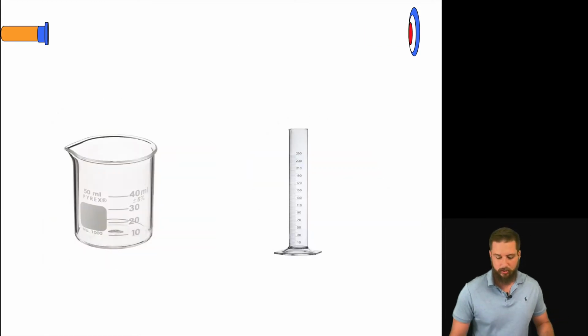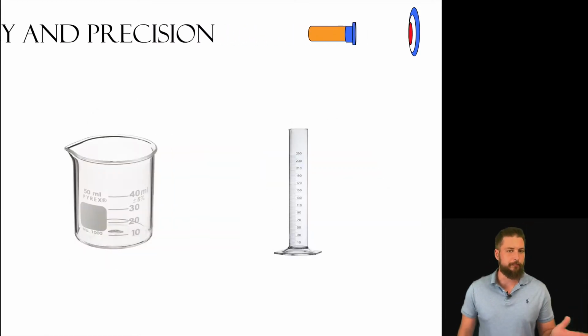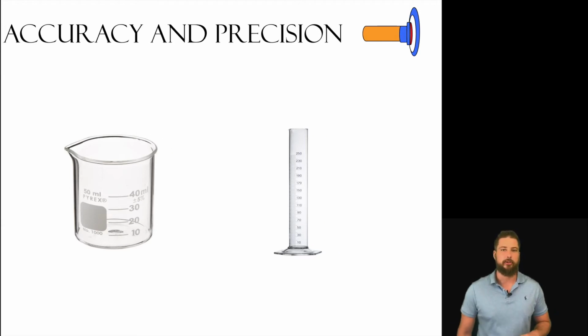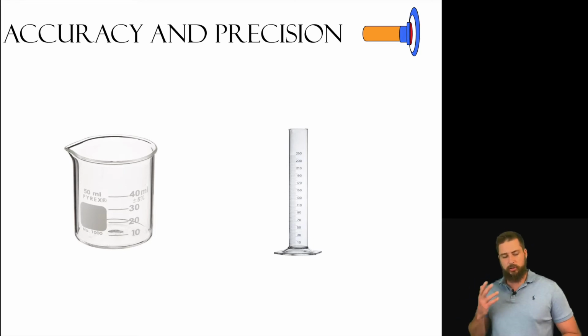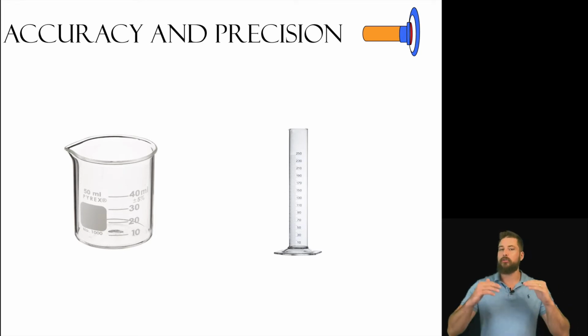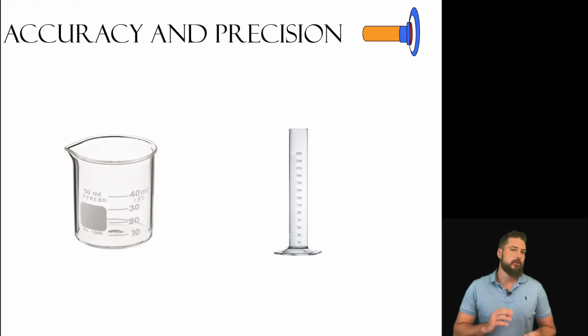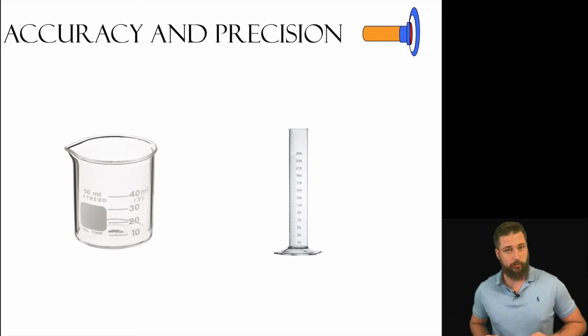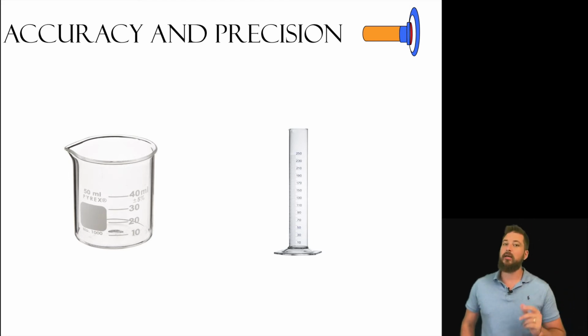So now let's go ahead and take a look at the beaker and the graduated cylinder. You'll see the beaker, each line counts by 10, and the graduated cylinder, which is on the right, each line counts by 1. Because the graduated cylinder has lines that count by 1 versus the beaker which counts by 10, the graduated cylinder is said to be more precise. It can take a more precise measurement of the volume of a particular liquid.